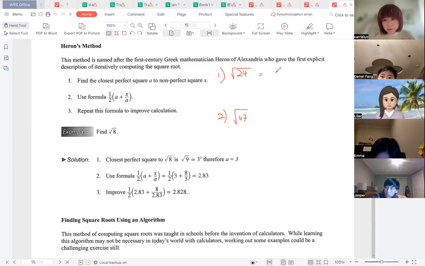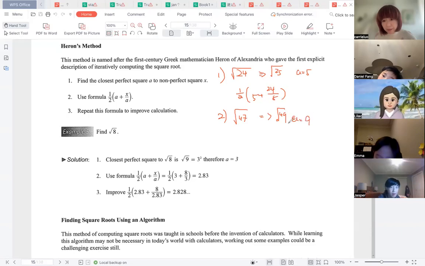Okay, so 24 is very close to square root 25, so a equals 5, right? So half times 5 plus 24 over 5 is the answer. Okay, so 47 obviously is very close to 49, so a equals 9. Sorry, 7. So it's half times 7 plus 47 over 7. Get it, everybody?